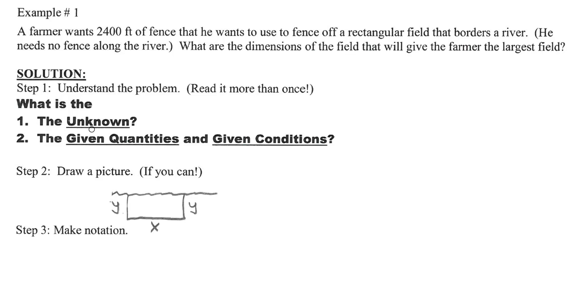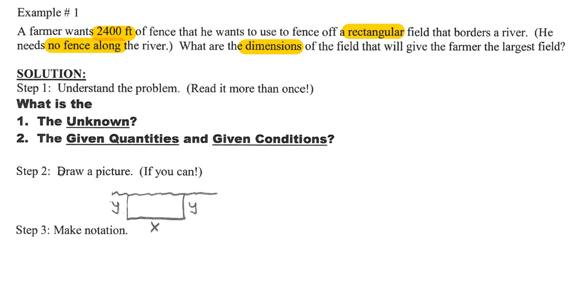What is the unknown? The unknown is the dimensions that will give the largest field. What are the given quantities? The farmer has a total of 2,400 feet of fence. It also needs to be a rectangular fence, and there's no fence along the river. All of those things are given to us.